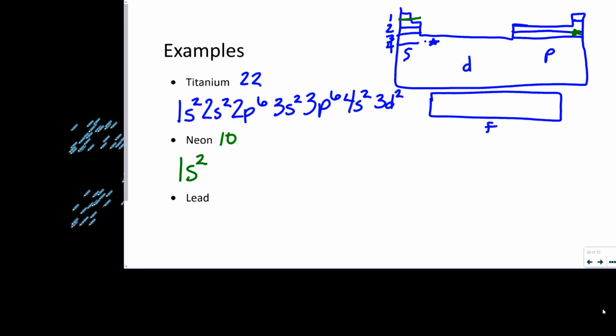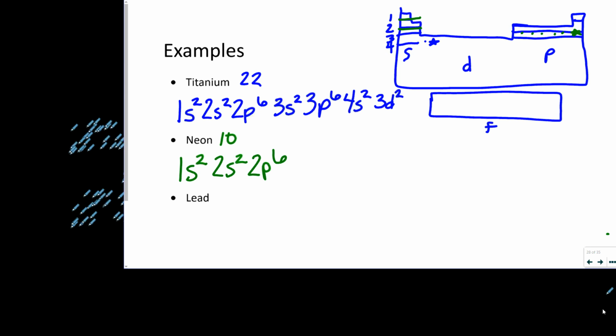Then we go on to our second row. That goes through 2s, which is 2 elements wide. So 2s2. And then we get into our P block. Now this is where neon is. And if you count, neon is the 6th element in our P block. So it's 2p6. And one thing that you'll notice is we said that full or half full orbitals are most stable. Noble gases always have full orbitals.